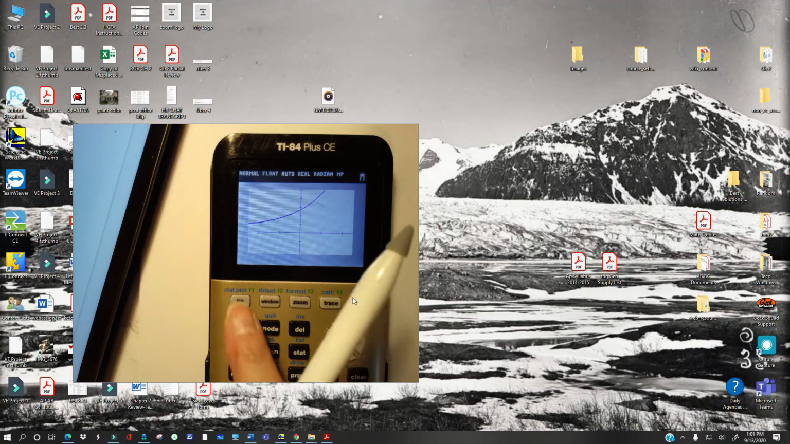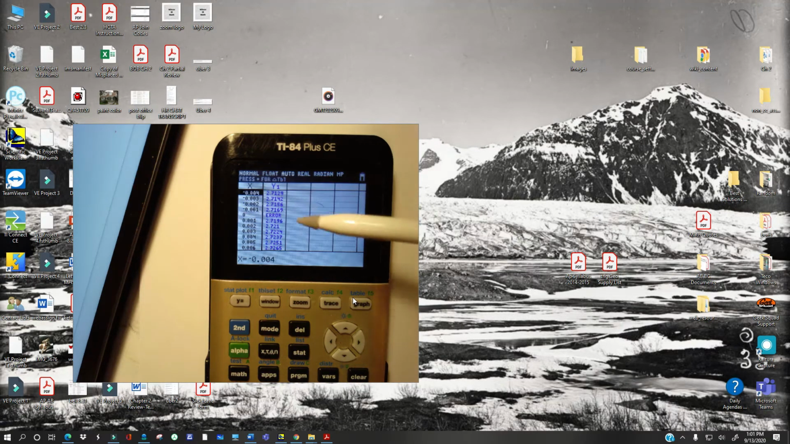So again, I'm going to go to my table, and here's my problem right here at x equals 0. If I come in from the left, it looks like this thing is getting closer and closer to 2.72, I'll say. And if I come in from the right, it's getting closer and closer to 2.72. So I would say the limit as x approaches 0 for that particular problem is 2.72.